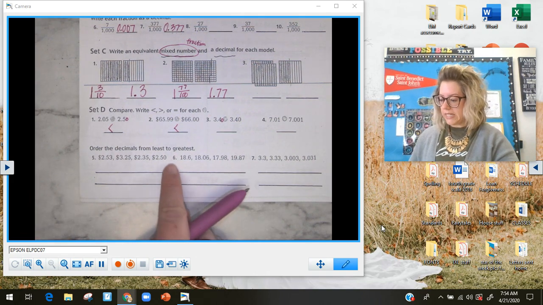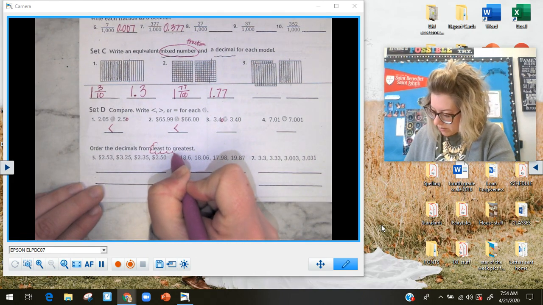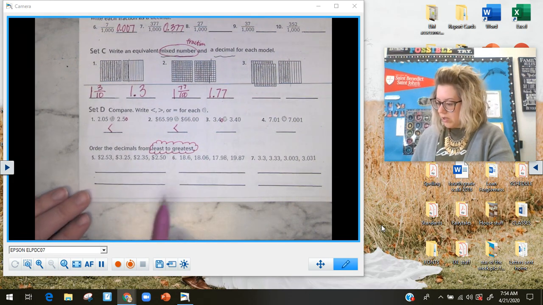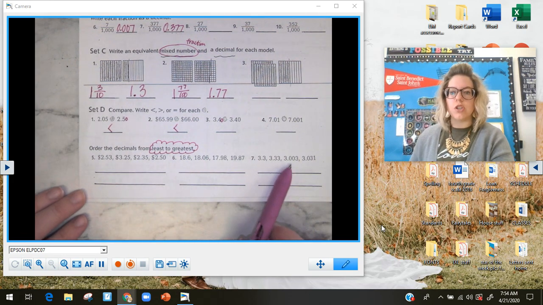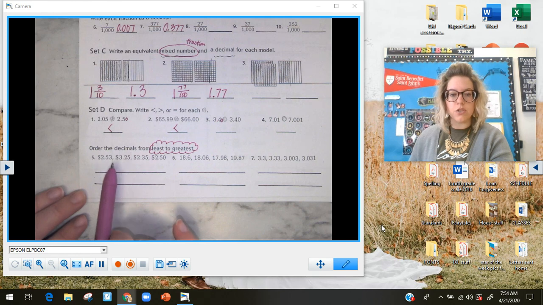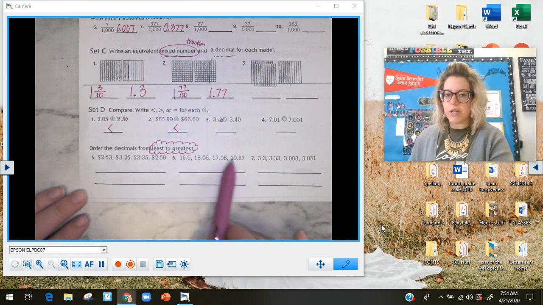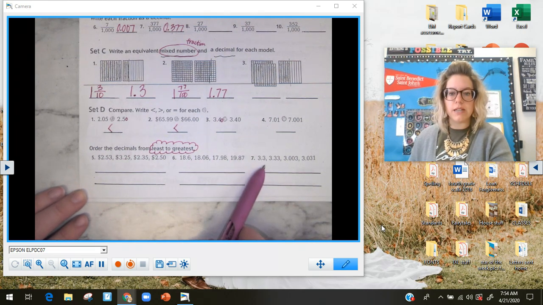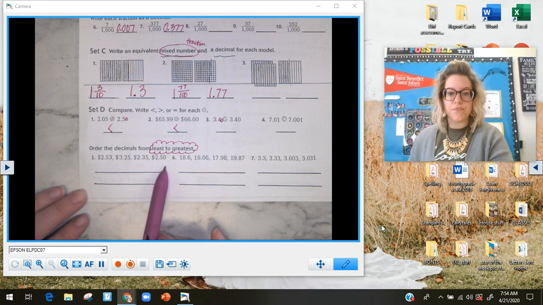Here you order from least to greatest. Picture money, you guys. Just look at this all as money. Okay, do these on your own. Picture it all as money. Even though these don't have dollar signs, think of it as money. Okay.